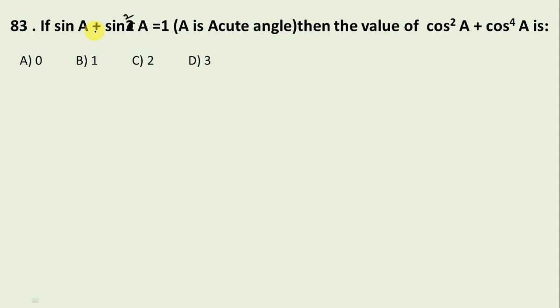If sin A plus sin square A is equal to 1, where A is acute angle, then the value of cos square A plus cos raised to 4A is. In this question we use the formula sin square A plus cos square A is equal to 1. Here the condition is sin A plus sin square A is equal to 1. Take sin square A to this side. Sin A is equal to 1 minus sin square A.